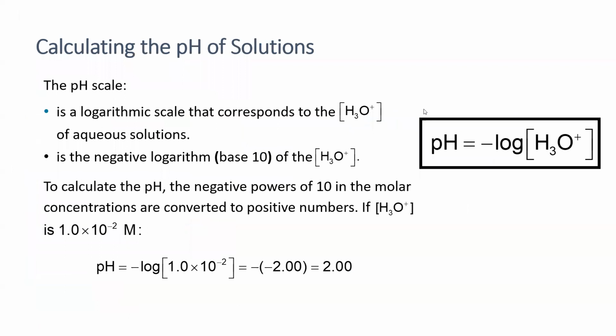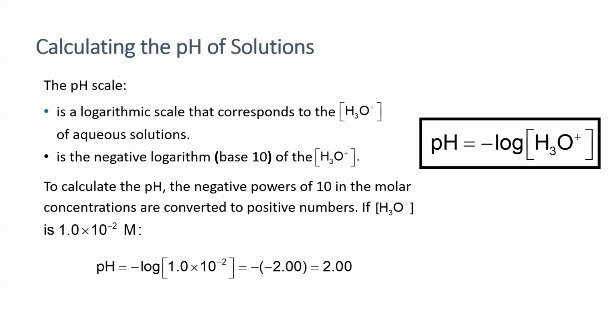So how do we calculate the pH of solutions? Well, we talked about how the pH was related to the concentration of hydronium ion. So the pH can be calculated as the negative log of the concentration of hydronium ion. So it's a logarithmic scale, base 10, that corresponds to the concentration of hydronium ion in aqueous solutions.